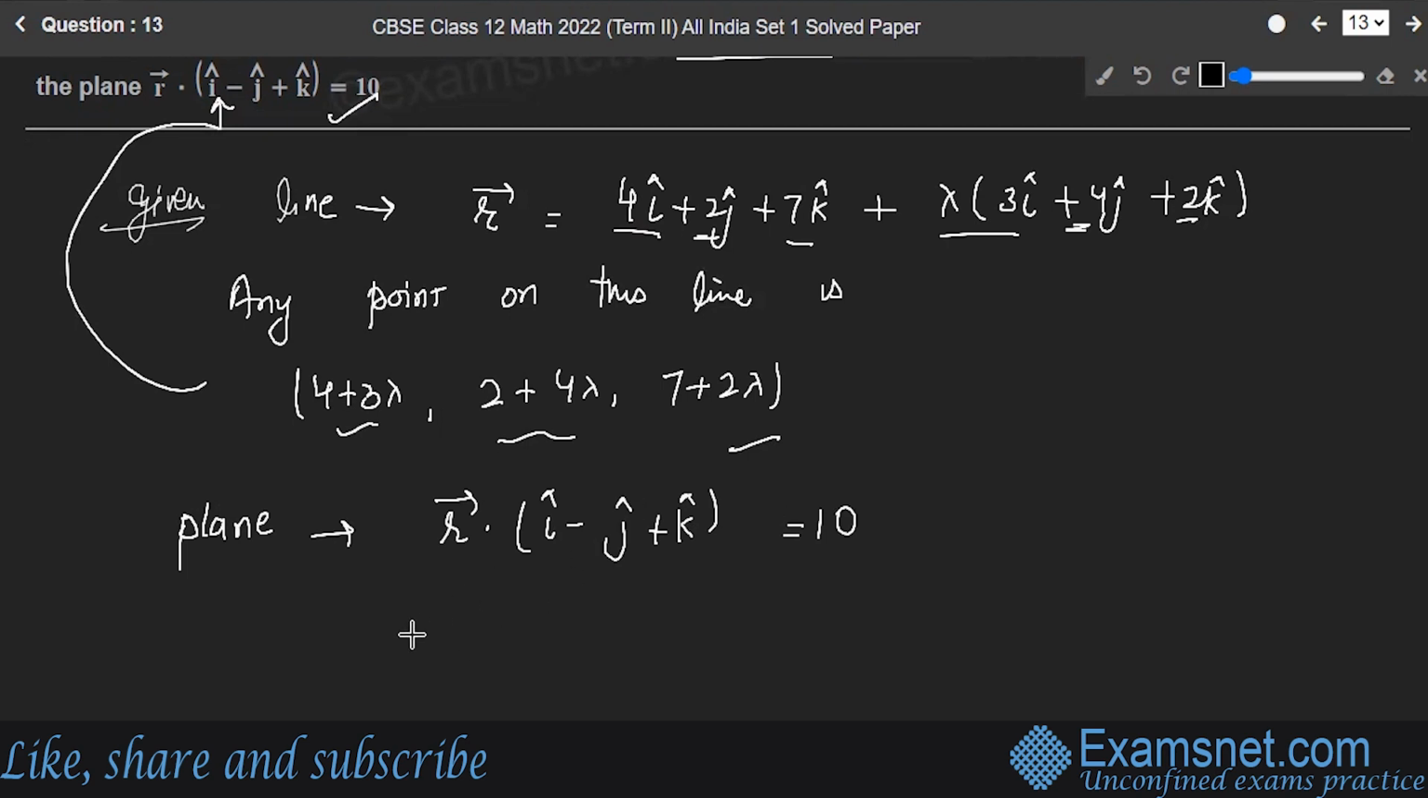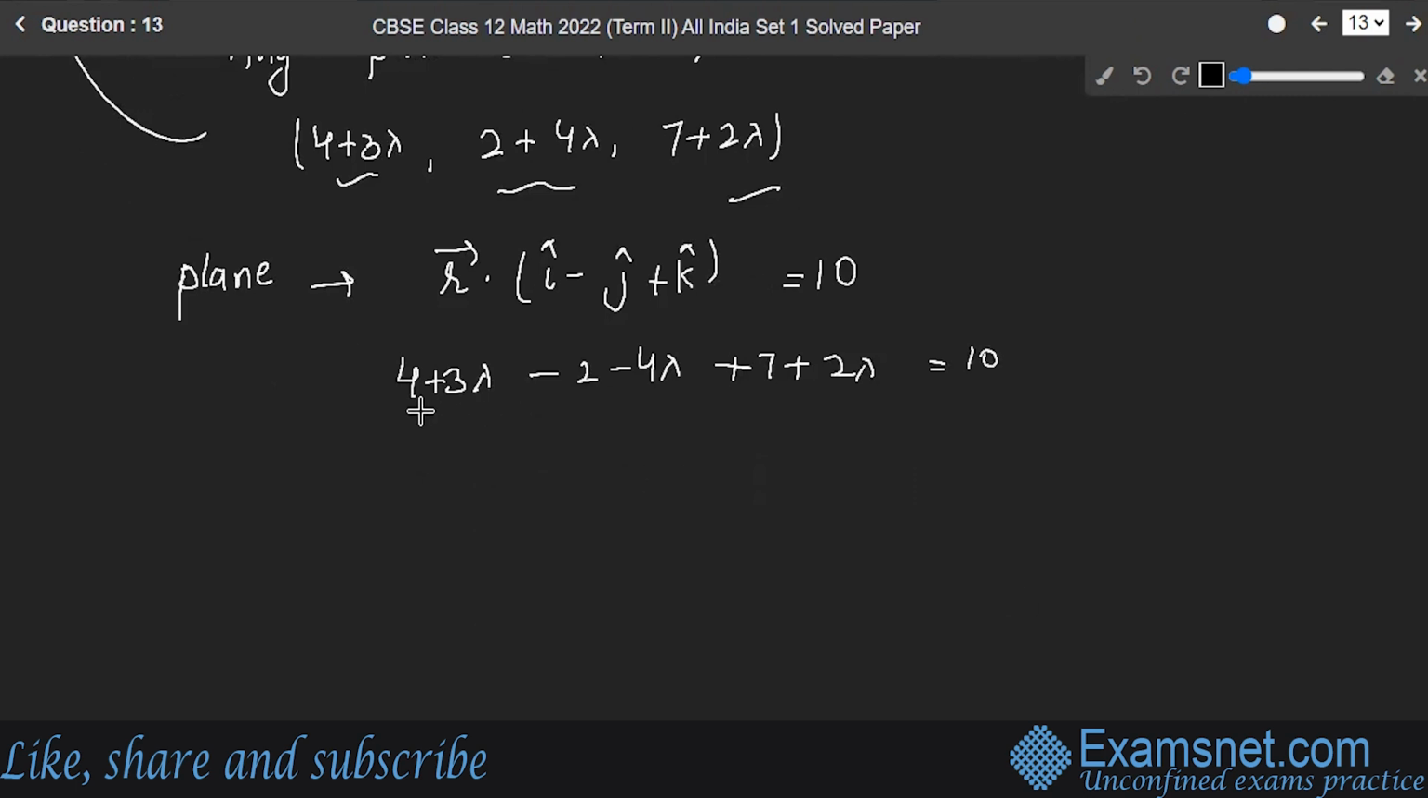So that means 4 + 3 lambda - 2 - 4 lambda + 7 + 2 lambda is equal to 10, which gives you lambda + 9 is equal to 10, or lambda is equal to 1. Right. Now let's find out the point of intersection because this was taken as the point of intersection.